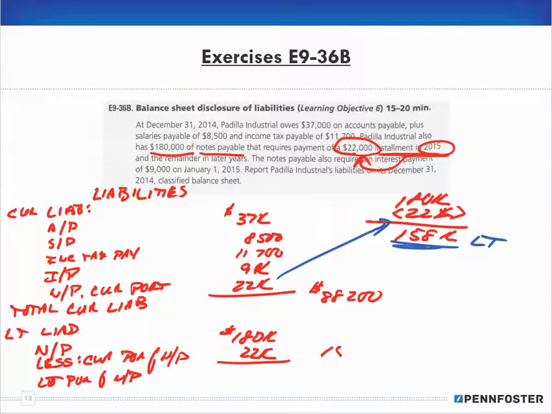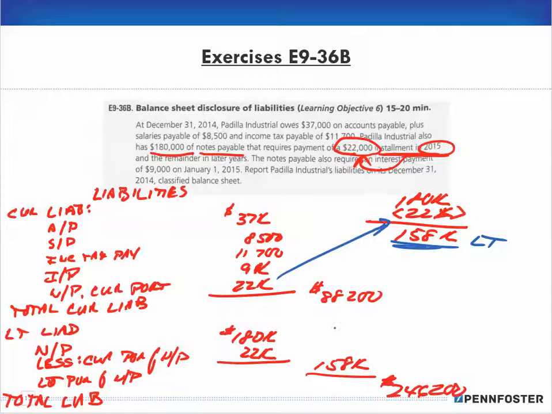$158,000, oops, wrong spot. Boy, get my act together. I'm looking at trying to fit stuff in at the bottom of the screen here. So I have $158,000, and that would give me my total liabilities of $246,200, right? But wrong spot. $246,200. Okay. And of course, I don't have an underline here.